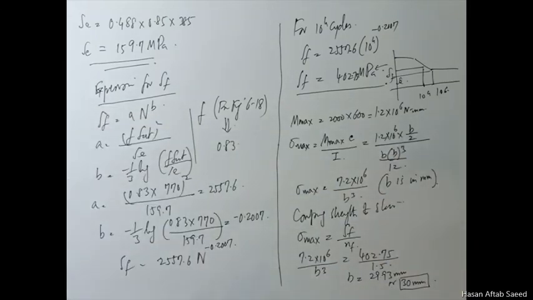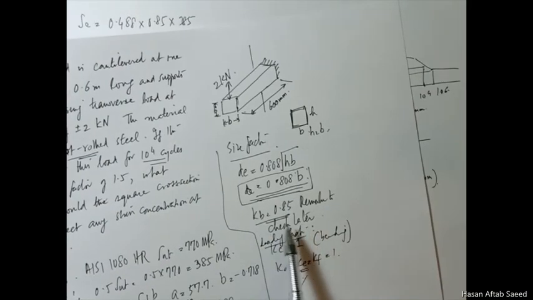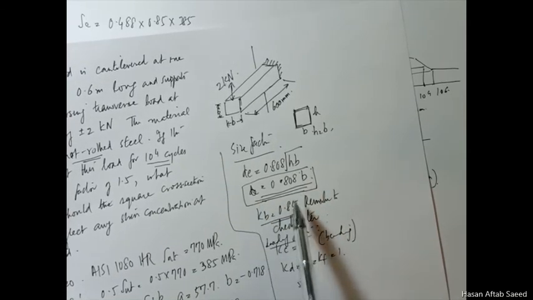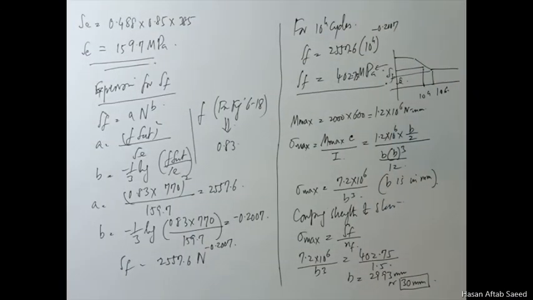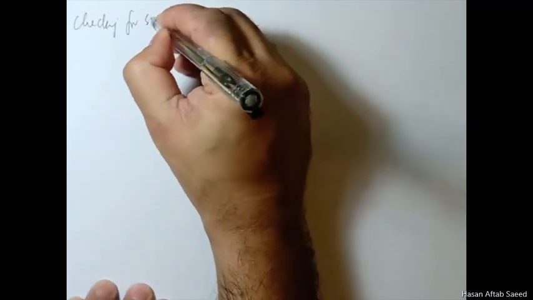Now, actually we have done what we need to do, but there's one business left. Recall that KB, because we didn't know b, we couldn't find out the size factor. So we took it as 0.85, which was basically an assumption. Now we check whether it was a reasonable assumption or not, and that should take care of this problem completely. So finally, checking for size factor.